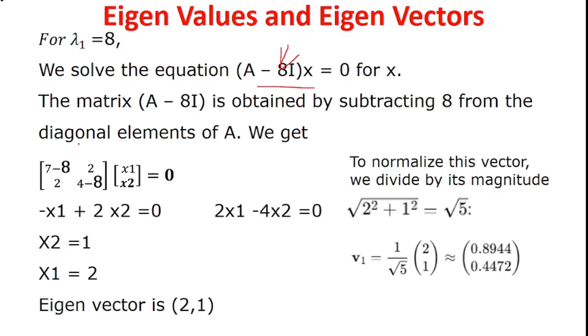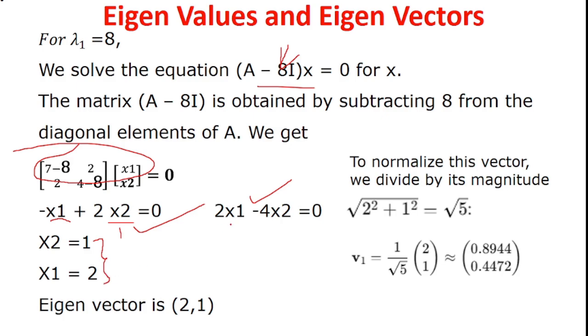If you simplify that, you will get 7 minus 8, 2 and 2, 4 minus 8, because on the diagonal alone you need to subtract the lambda 1 value, times x1, x2, which is equal to 0. If you simplify, you will get minus x1 plus 2x2 equal to 0, and the second equation is 2x1 minus 4x2 equal to 0. What values of x1 and x2 make the left hand term 0? If you substitute x2 equal to 1 and x1 equal to 2, this becomes 0. So your eigenvector is 2 comma 1.